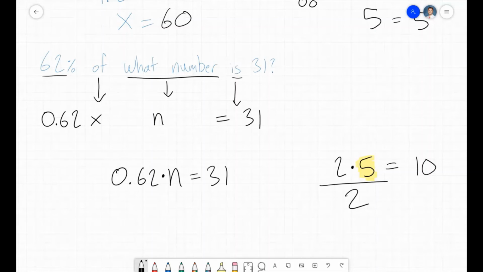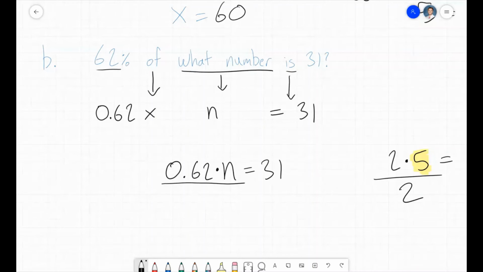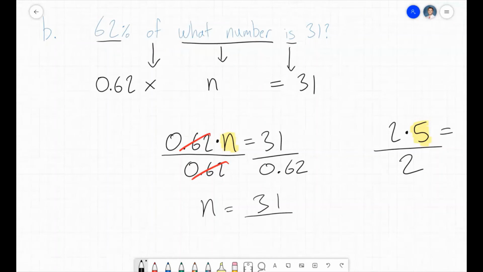So the same thing is true over here. If I have 0.62 times n, whatever n would be, and I divide it by 0.62, it's going to leave me with just n, right? Just like we talked about with converting measures, we have a number in our numerator and our denominator that are the same, and they cancel each other out. So we are left with just n equals 31 divided by 0.62. So n equals 31 divided by 0.62, so let's solve.